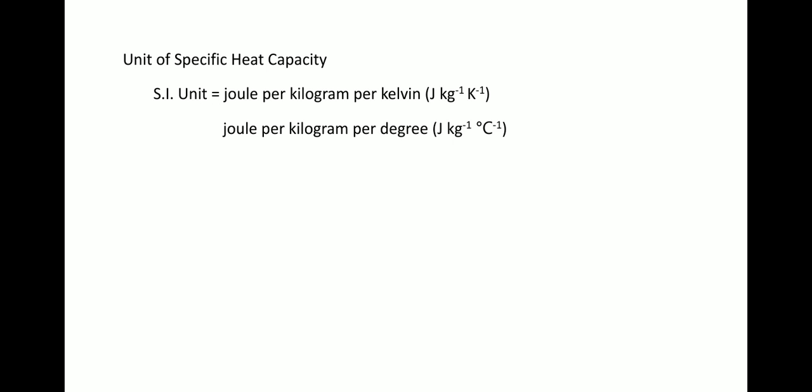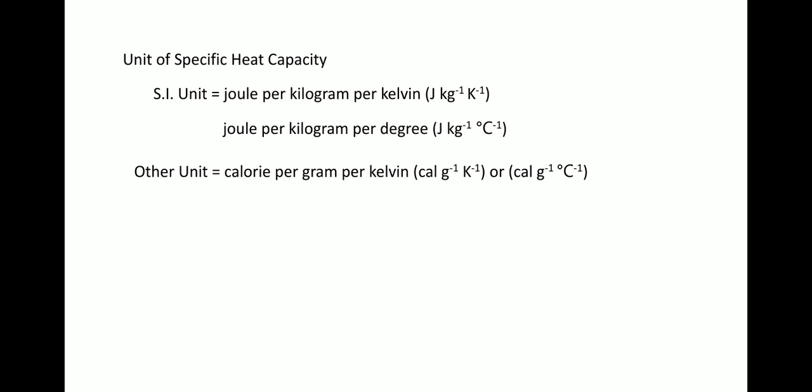Unit of specific heat capacity. The SI unit of specific heat capacity is joule per kg per Kelvin, and also joule per kg per degree Celsius. The other units are calorie per gram per Kelvin or calorie per gram per degree Celsius, or you can also use kilocalorie per kg per Kelvin.